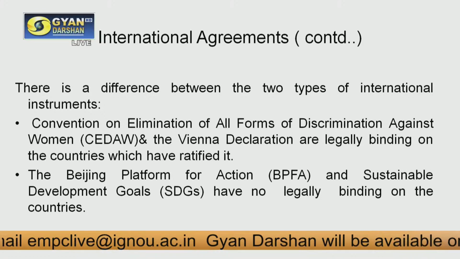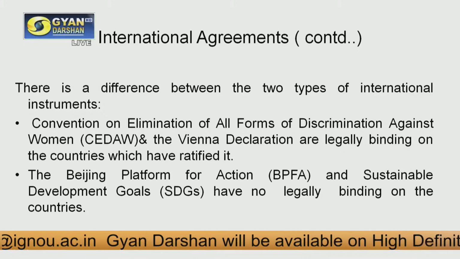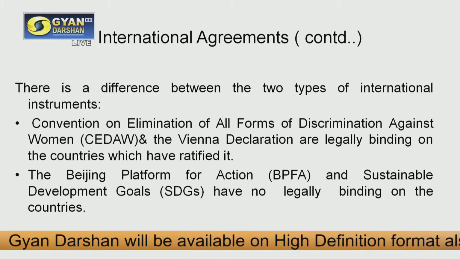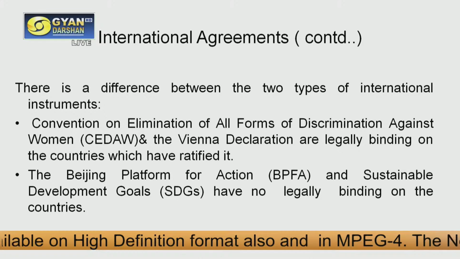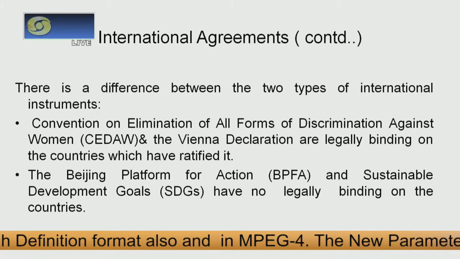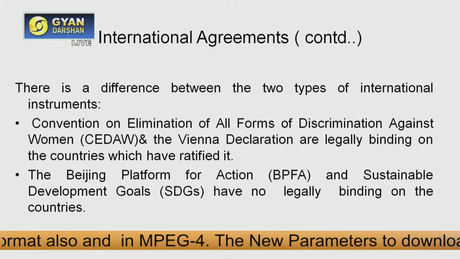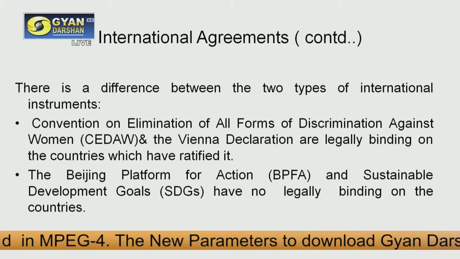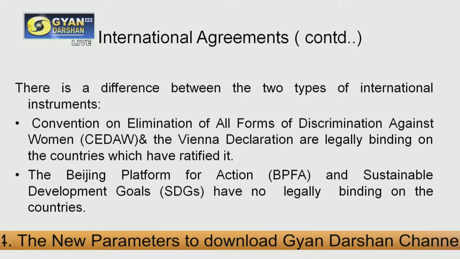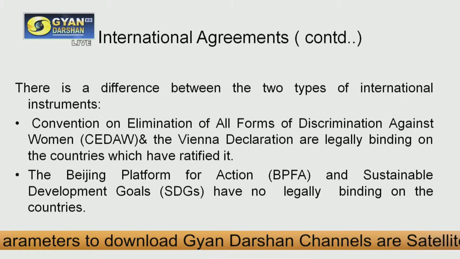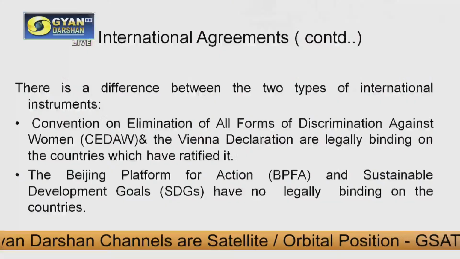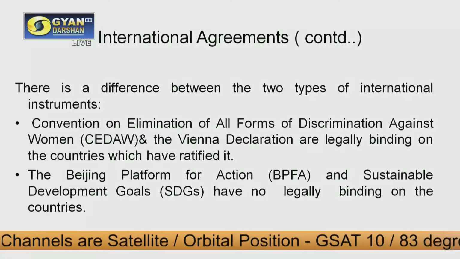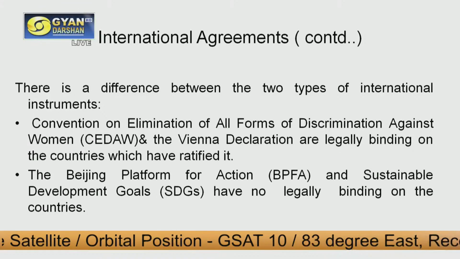As far as SIDA and the Vienna Declaration are concerned, both are legally binding on the countries which have ratified them. India also ratified both SIDA as well as the Vienna Declaration. So, India is one of the legally binding countries. Next, the Beijing Platform for Action and the Sustainable Development Goals are not legally binding on the countries.